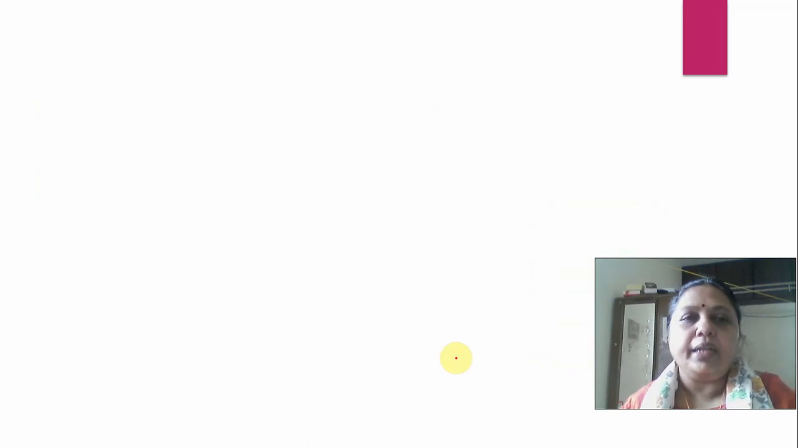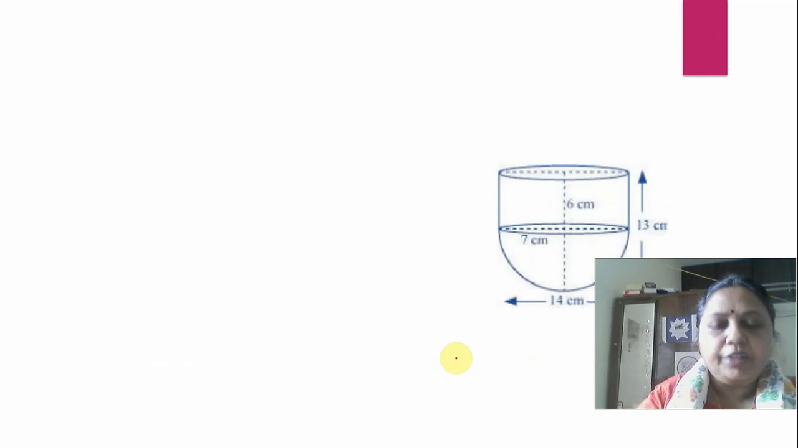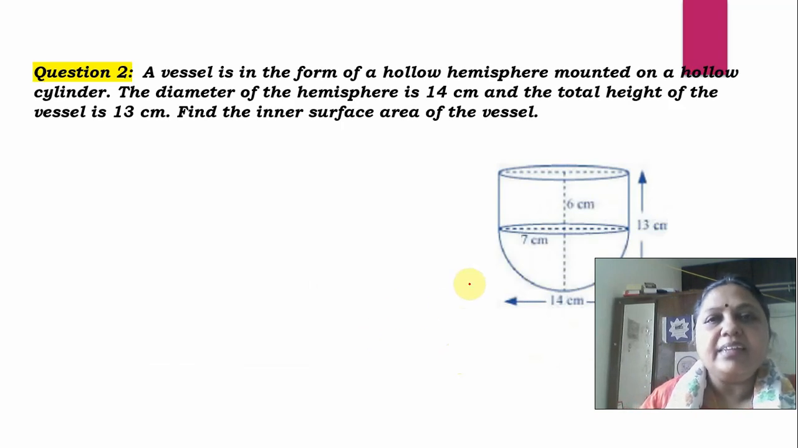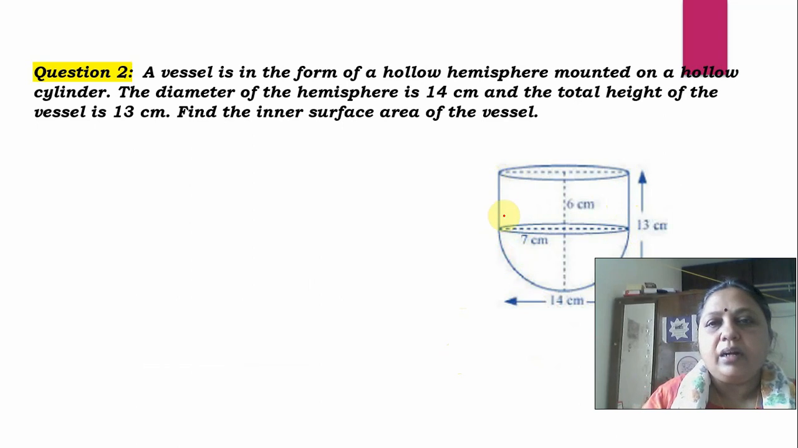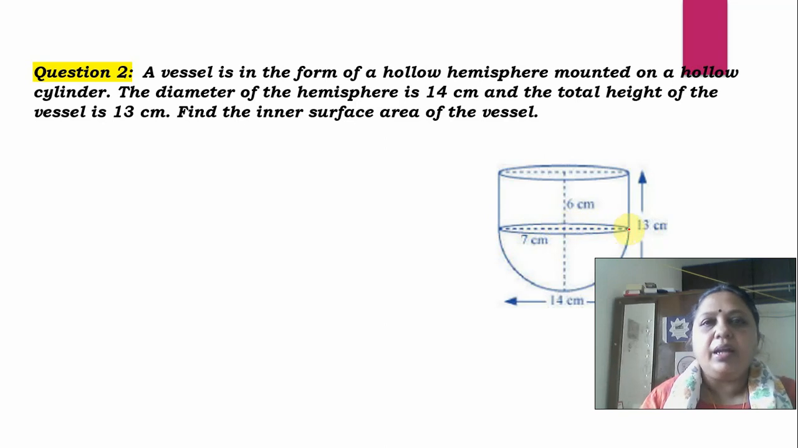Now let us go to the next question. Now, the next question we will see: a vessel is in the form of a hollow hemisphere. So, this is the hollow hemisphere. It is mounted on a hollow cylinder. Now, this is the hollow cylinder. The diameter of the hemisphere, this full length of the hemisphere, is 14 centimeter and the total height of the vessel is 13 centimeter. Find the inner surface area of the vessel.